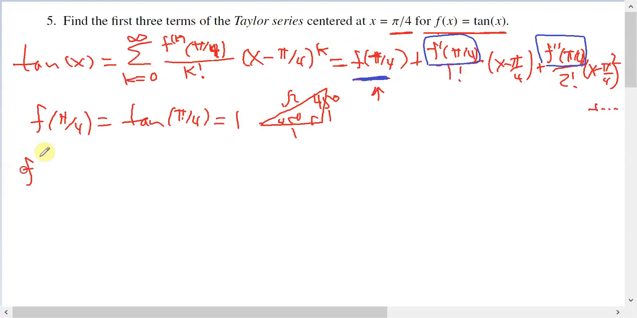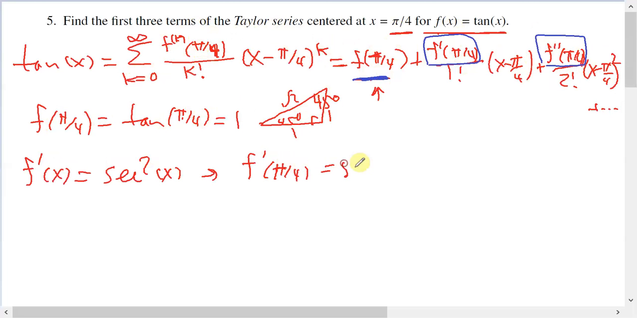Then I need a derivative. Let's find that derivative first. Well, derivative of tangent x is secant squared. And so I need that derivative at pi over 4. That's secant squared of pi over 4. So I can use this same triangle. Secant, remember, is hypotenuse over adjacent side, using that as my angle. So that's square root of 2, but it's squared, so I get 2.